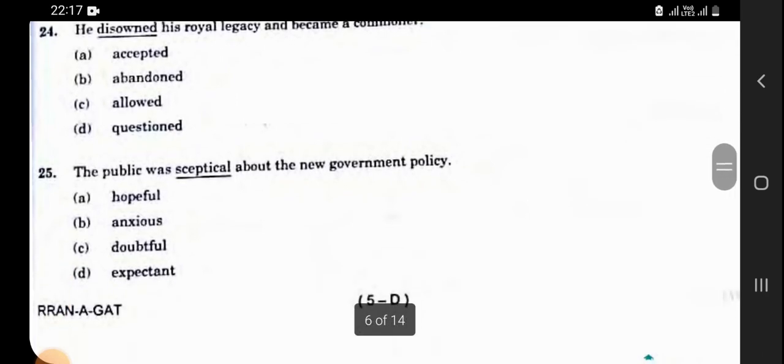The next part is: the public was skeptical about the new government policy. The meaning of the word skeptical is quite known to us, that is doubtful or dubious. So the answer here is C, doubtful.